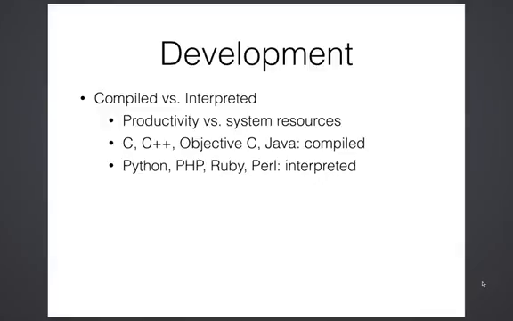Some of the compiled languages available on Linux and Unix are C, C++ and Java. And if you're using OS X or writing code for OS X, you're using Objective-C, which is another member of the C family. A little different than C++, but it's an object-oriented C language. And then some of the interpreted languages, the scripting languages, are things like Python, PHP, Ruby and Perl.